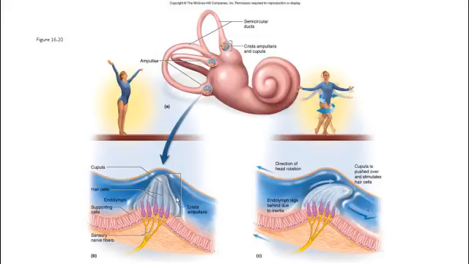So this is just, again, another example. But the labyrinths are very, very important for letting us know when we're upright and what our orientation is to gravity in space. So when we see patients who have vestibular dysfunction, they have a lot of trouble with balance and a lot of dizziness. So again, it's a proprioceptor because it helps us know where we are in space and it helps us know our position.